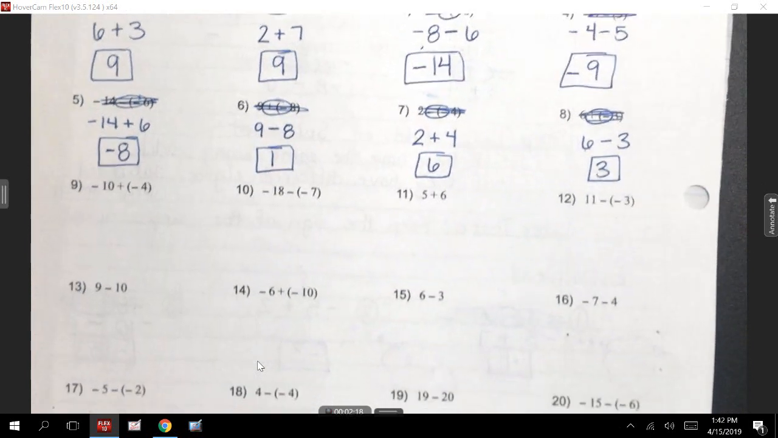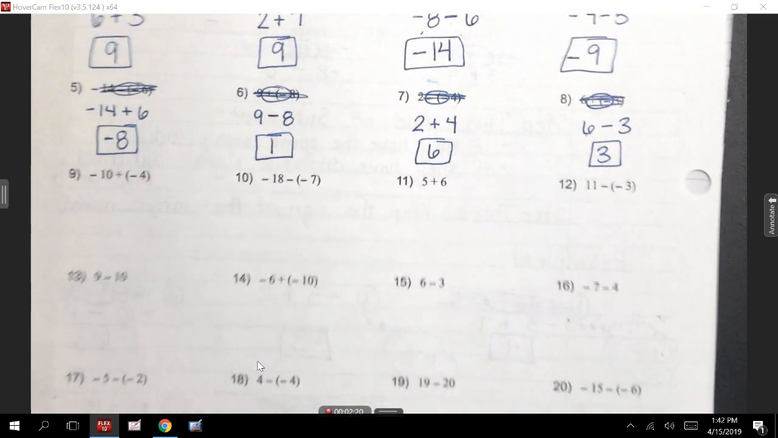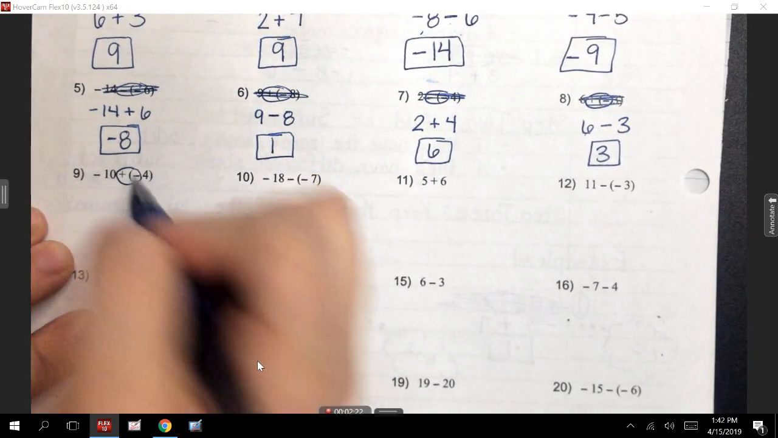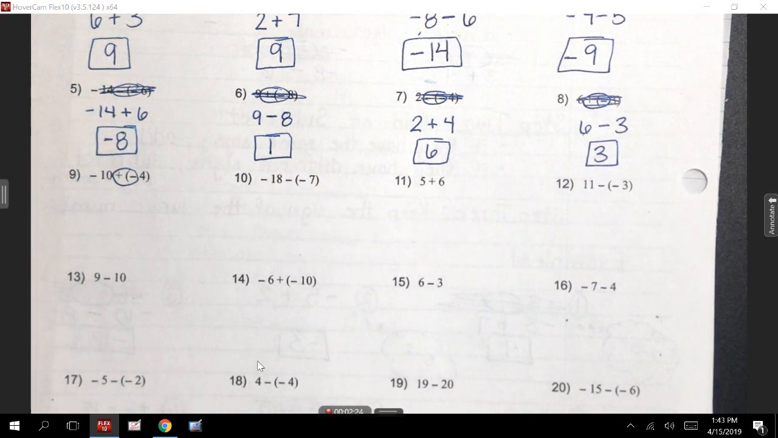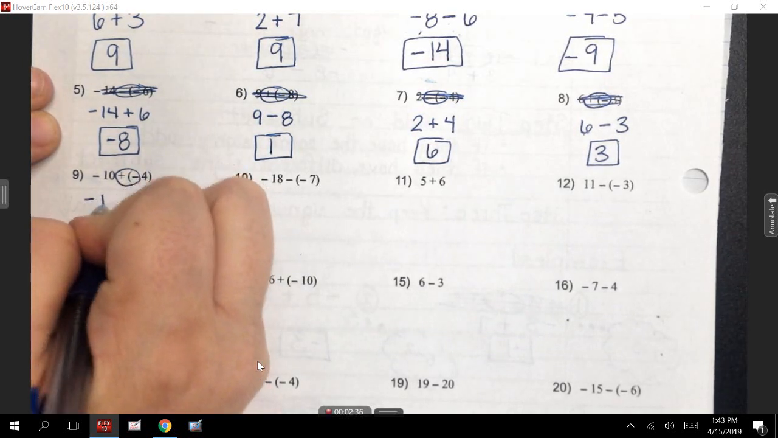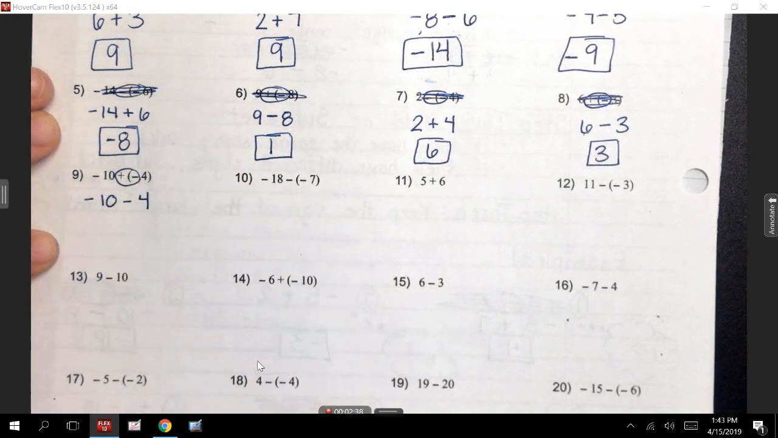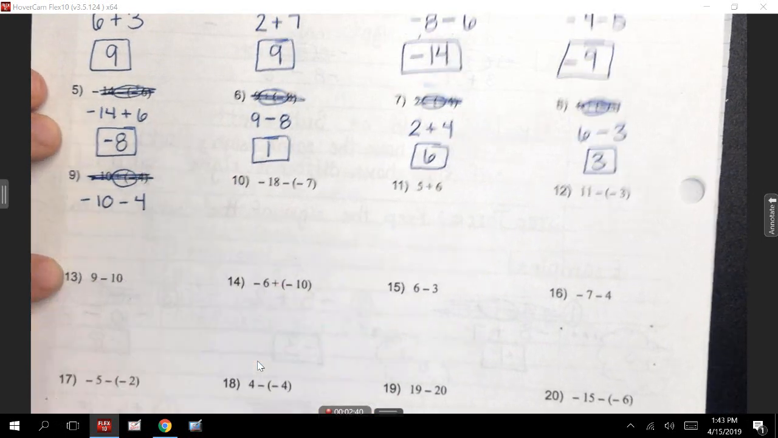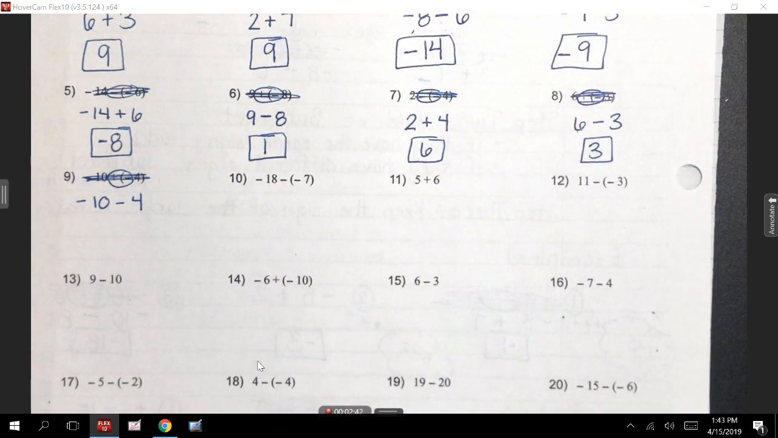All right. Number 9. What's my new problem need to say on number 9? Help me out there, Chase. It's going to say negative 10 minus 4. Excellent job. Negative 10 minus 4. I'm going to mark that out. Remember, since this is a double sign, we got to do it again now. Same sign or different signs?